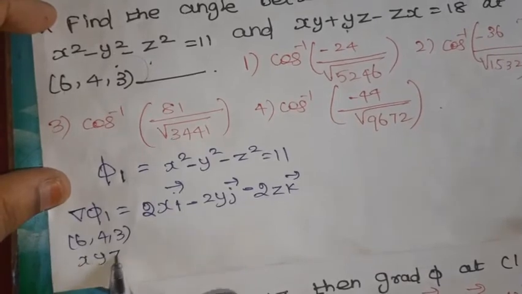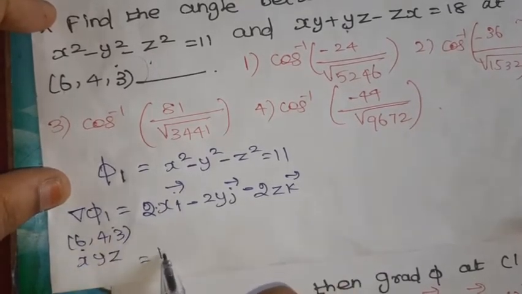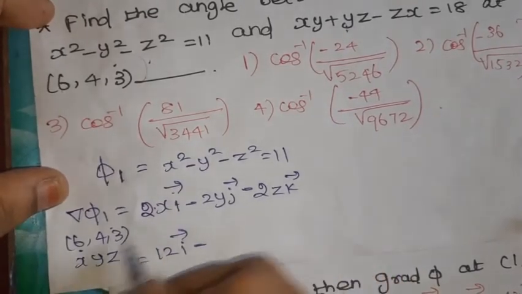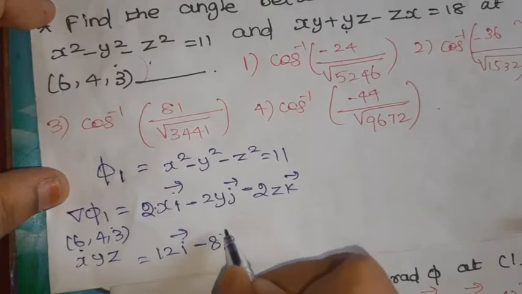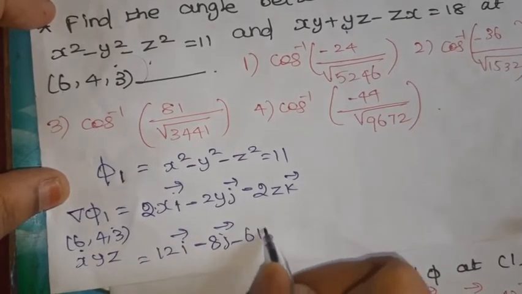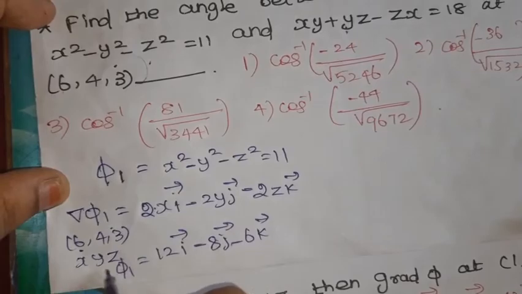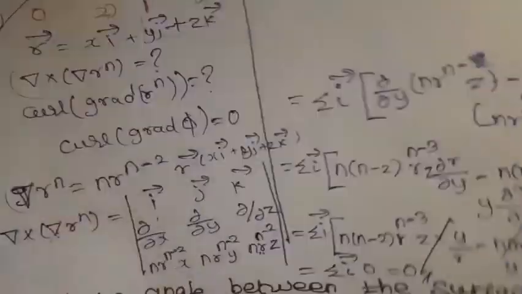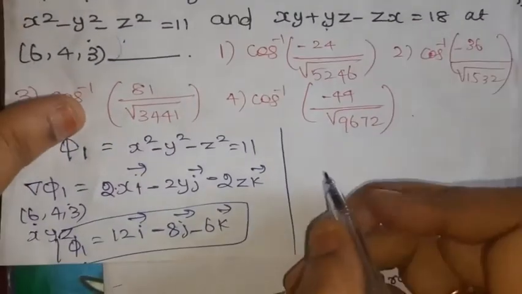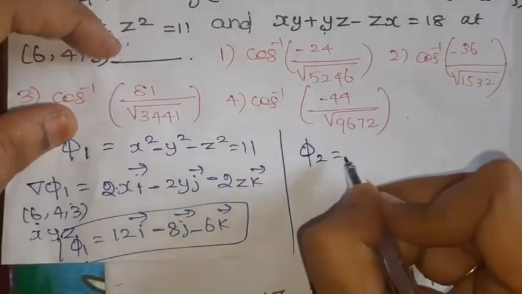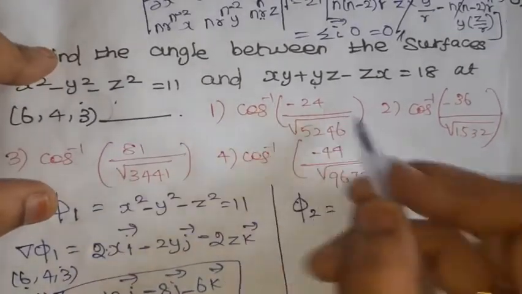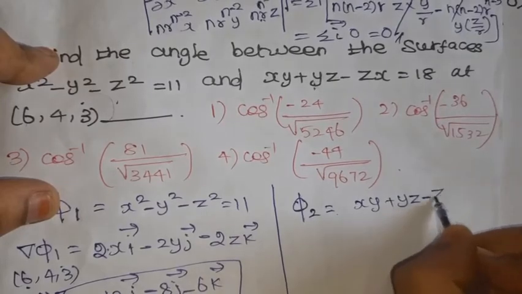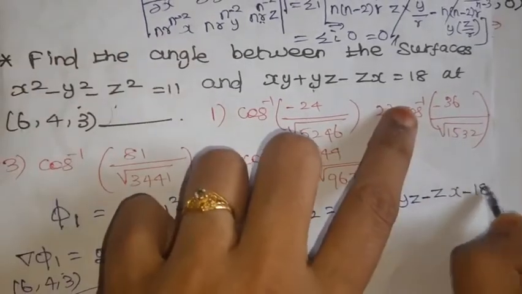So now we are going to substitute the point 6, 4, 3 for x, y, z. So what will we get? 12i minus 8j minus 6k. So this is the phi 1 value. Then what is phi 2? xy plus yz minus zx minus 18. So this is phi 2.